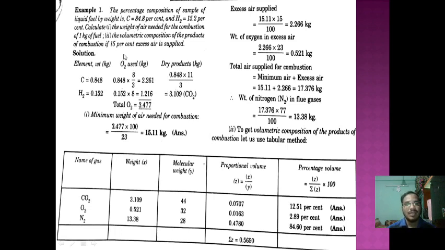The first part asks for the maximum weight of air needed for combustion. So for the total gas, we have to multiply by the weight, 100% by 23. Then what is 23? Here the formula is there.